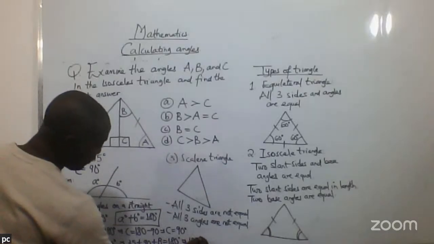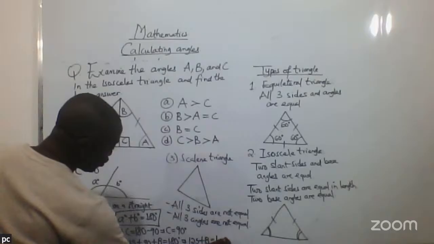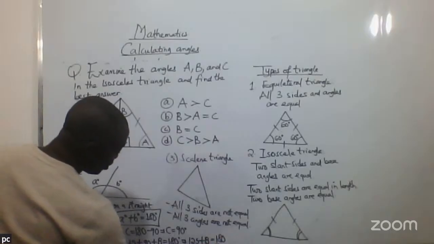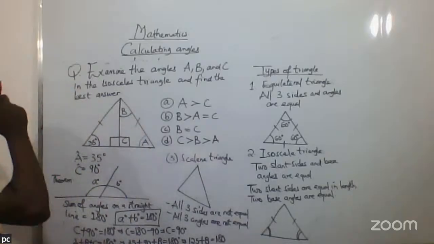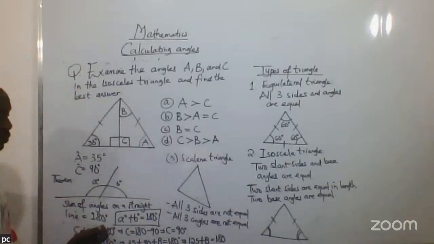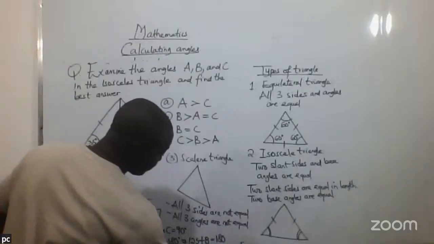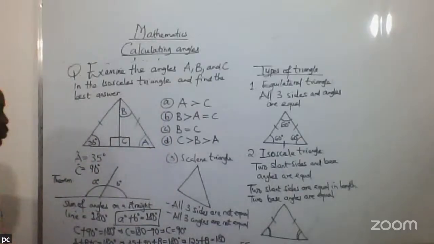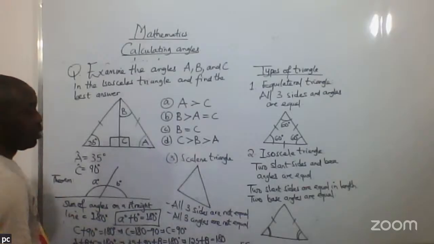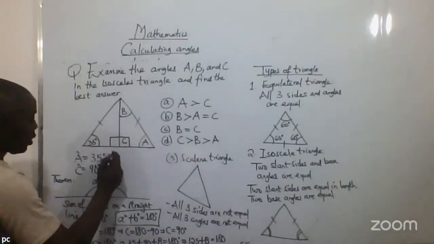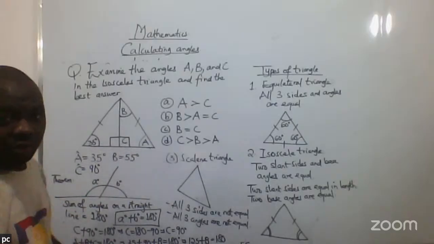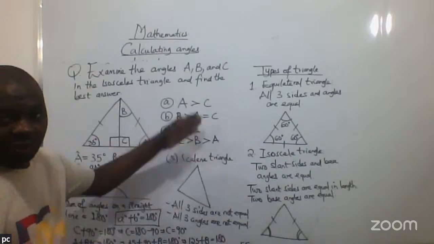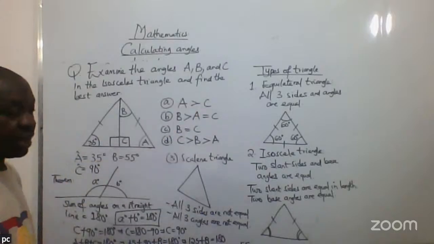So 125 plus B equals 180. So B will be equal to 180 minus 125, which is 55. So now we have B equal to 55 degrees. So let's check which of these answer choices is the correct answer.